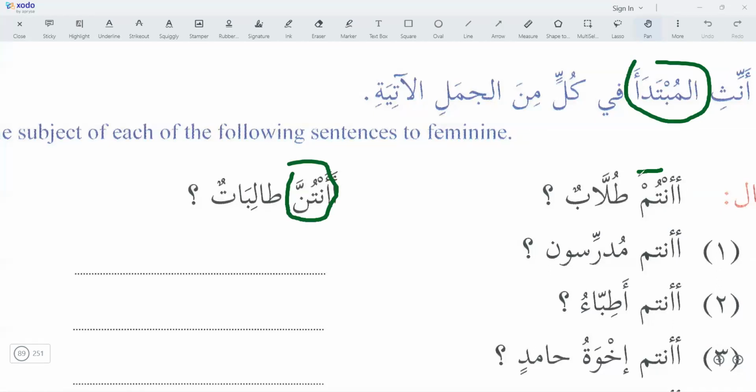So when we change the mubtada into the feminine, then the khabar will also change into the feminine. Talibatun. Antum tullab, are you students? Antunna talibatun, are you students? So who will change this masculine into feminine? Who wants to change this one?